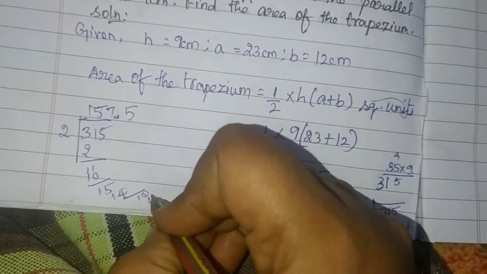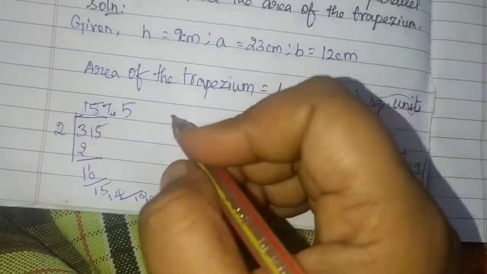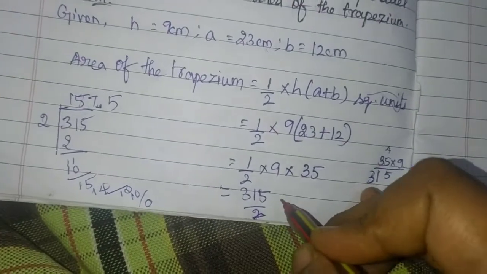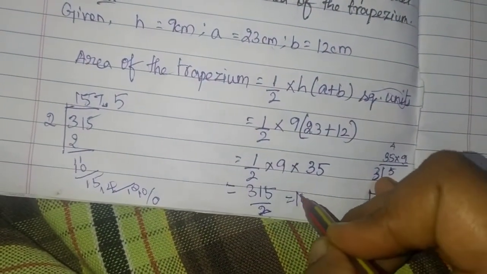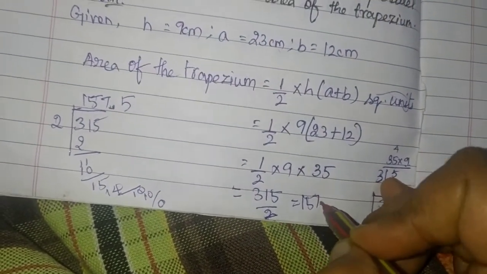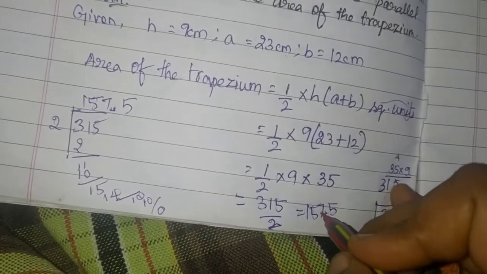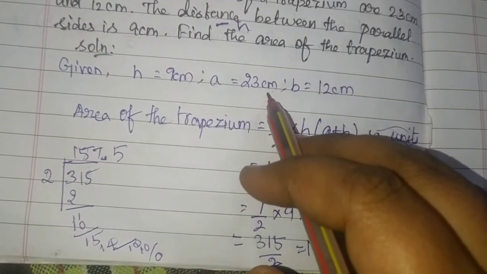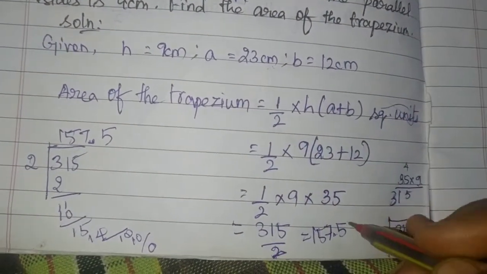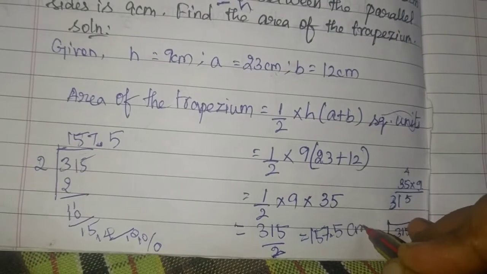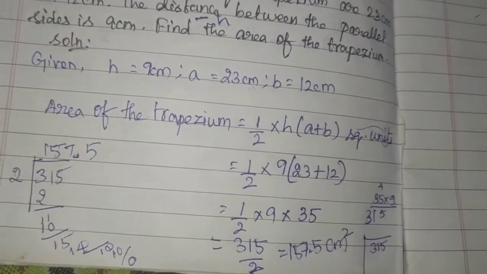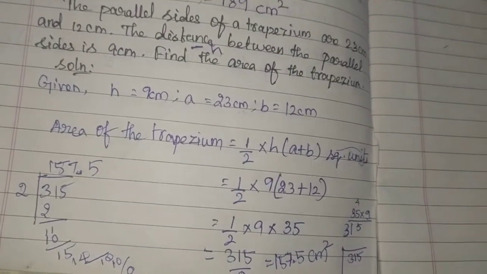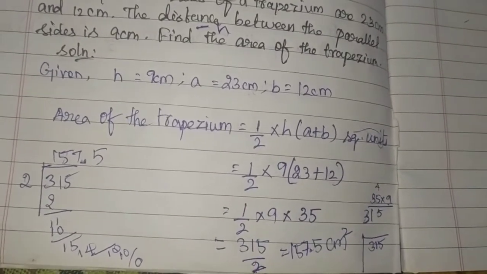Okay children, now the answer is 157.5. Okay, here you write 157.5. Here you can see this centimeter, here also centimeter. So area we are finding means we have to give the centimeter square. Okay, 157.5 centimeter square is the answer. Okay children, very much simple.